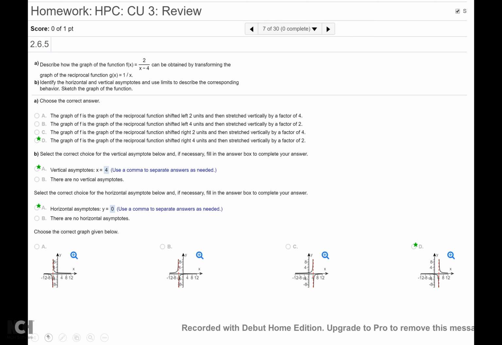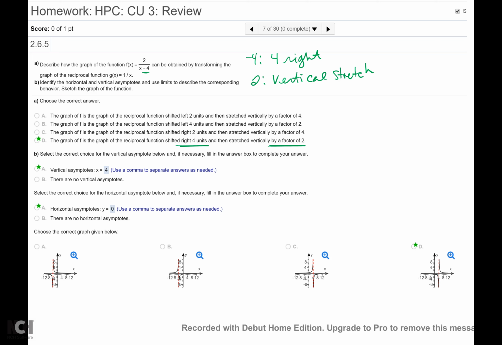All right. So it says, describe how the graph of the function can be obtained by transforming the graph of the reciprocal function 1 over x. Identify the horizontal and vertical asymptotes and use limits to describe the corresponding behavior. Sketch the graph of the function. Okay, so remember, when there's not a variable on top, that -4 is going to shift it 4 units to the right. That 2 on top is going to be your vertical stretch. So I'm wanting 1 over x shifted right 4 and stretched vertically by 2.